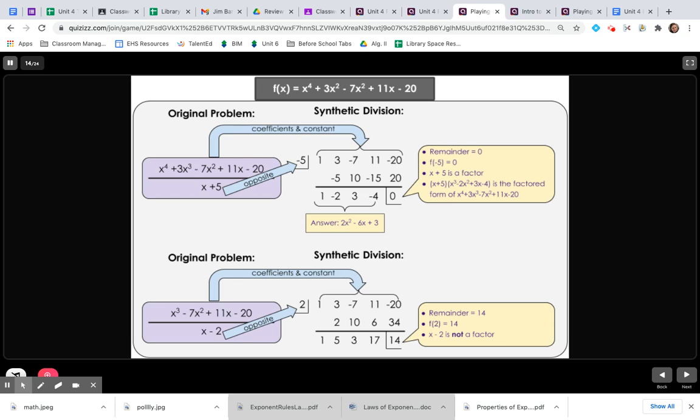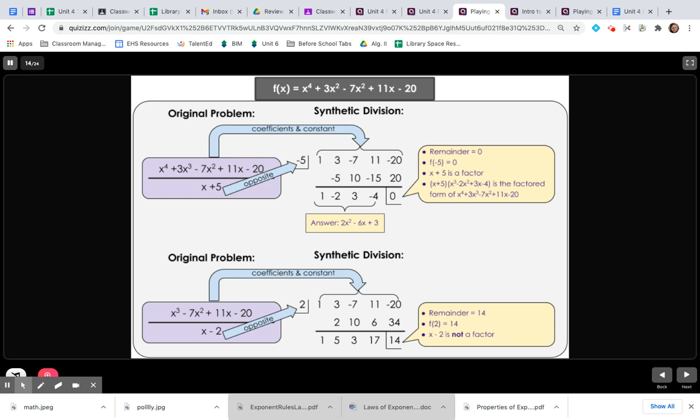So you just list those on the top, drop this first one down, and every number that's down here is going to multiply by this. So 1 times -5 is -5. Add these together. That's -2. -2 times -5 is 10. And actually, I'm going to cross this out because I know I didn't fix it. And then those add to 3, and we keep going.